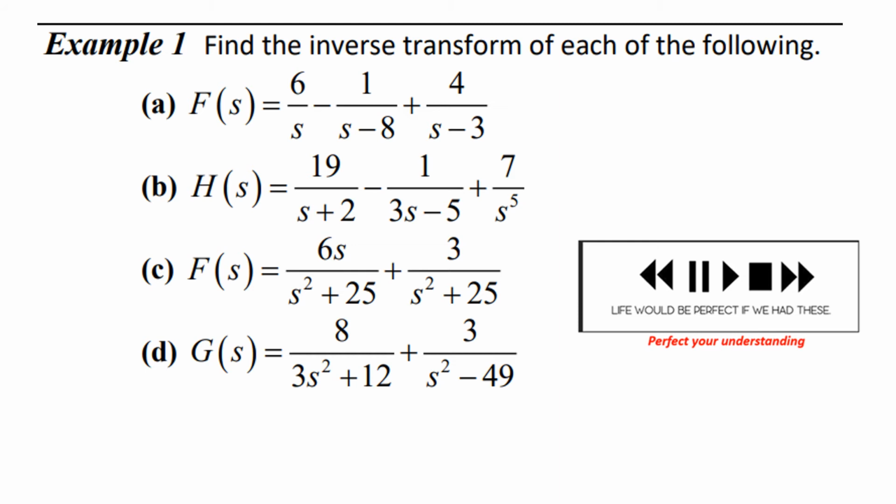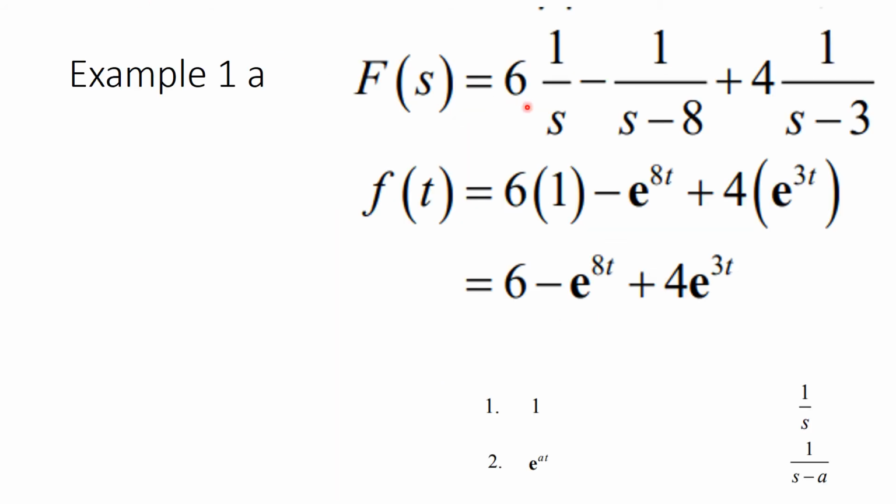Let's see how you did. So here, what you're going to do is use the linearity, and so you're going to say, oh, I'm looking for 1 over s. I'm looking for 1 over s minus a constant. Well, when I look here, I say, oh, that's going to be associated with 1, and this 1 over s minus a is going to be associated with e to the at.